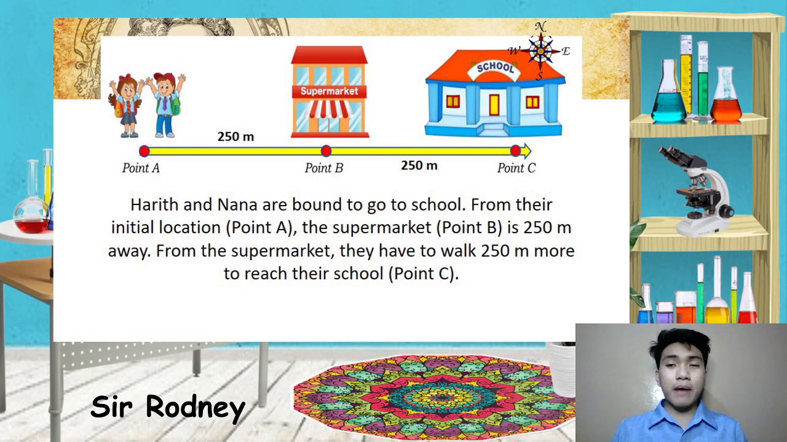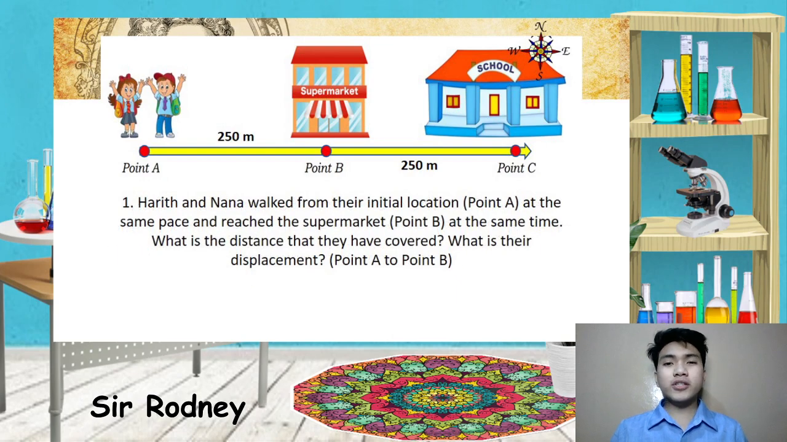Harriet and Nana are bound to go to school. From their initial location, point A, the supermarket, point B, is 250 meters away. From the supermarket, they have to walk 250 meters more to reach their school, point C. Question number 1. Harriet and Nana walk from their initial location, point A, at the same pace and reach the supermarket, point B, at the same time.